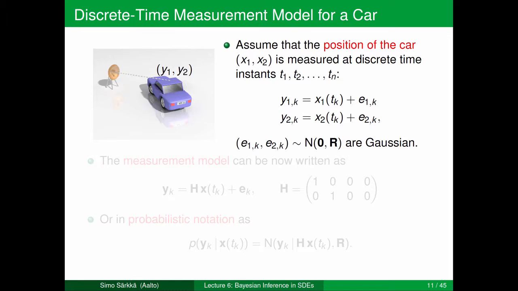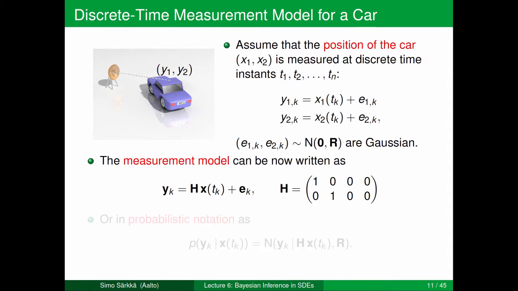So we can now form a model where y1 at step k is equal to the x1 process evaluated at t_k plus, say, a Gaussian noise. And then the y2 measurement at time step k is equal to x2 evaluated at t_k plus another Gaussian noise. And we can assume that the joint covariance of the Gaussian noises is matrix R. The measurement can now be written as y_k is equal to h times x evaluated at t_k plus a Gaussian noise. And the h matrix is the same as before.